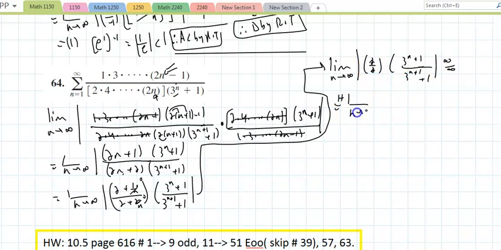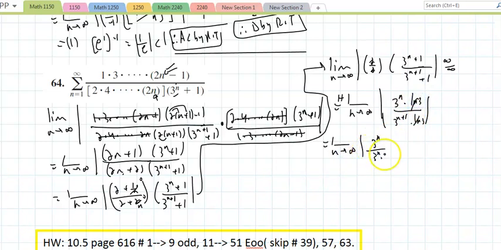That's the limit as n approaches infinity. That will be 3 to the n times natural log of 3 over 3 to the n plus 1 times natural log of 3. That is the limit as n approaches infinity, 3 to the n over 3 to the n times 3 to the 1. Those cancel out. I'm left with 1 over 3, which is less than 1. Therefore, this series is absolutely convergent by the ratio test.